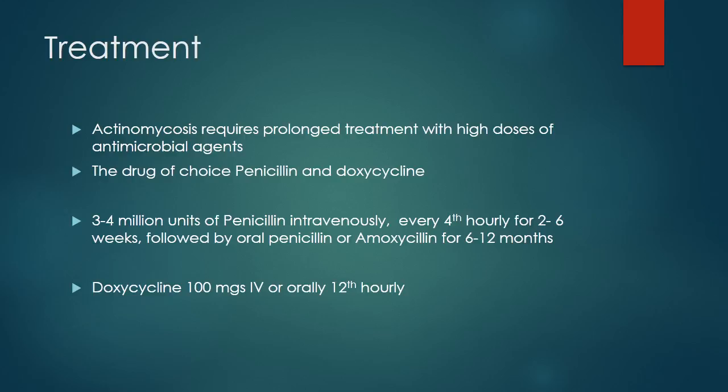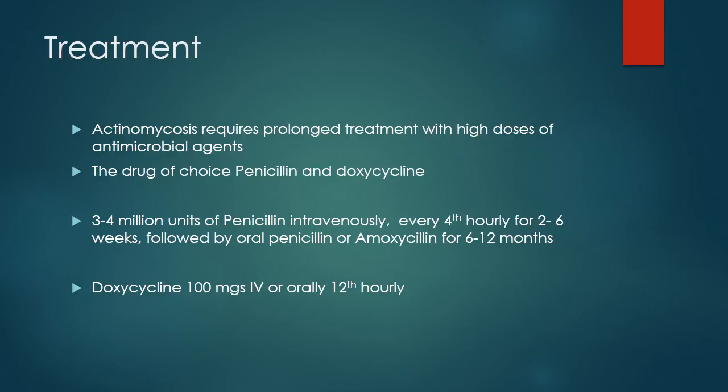Well, coming to the treatment, how we should treat these patients and what are the drugs of choice. Usually, actinomycosis requires prolonged treatment with high doses of antimicrobial agents. So, this prolonged treatment is also given in tuberculosis. In tuberculosis, the treatment is for 6 months to 1 year. And here also we have to remember that actinomycosis requires prolonged treatment. The drugs of choice are penicillin and doxycycline. There are other drugs also in use, but the commonest drugs used are penicillin and doxycycline.